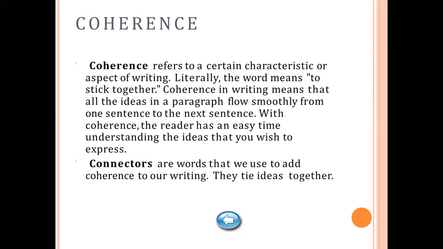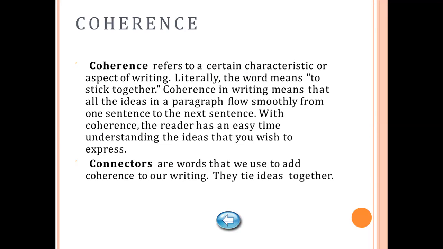So coherence. First of all, we should make it clear: what is coherence and how can we imagine it? Coherence refers to a certain characteristic or aspect of writing. Literally, the word means to stick together. Coherence in writing means that all the ideas in a paragraph flow smoothly from one sentence to the next. With coherence, the reader has an easy time understanding the idea that you wish to express.